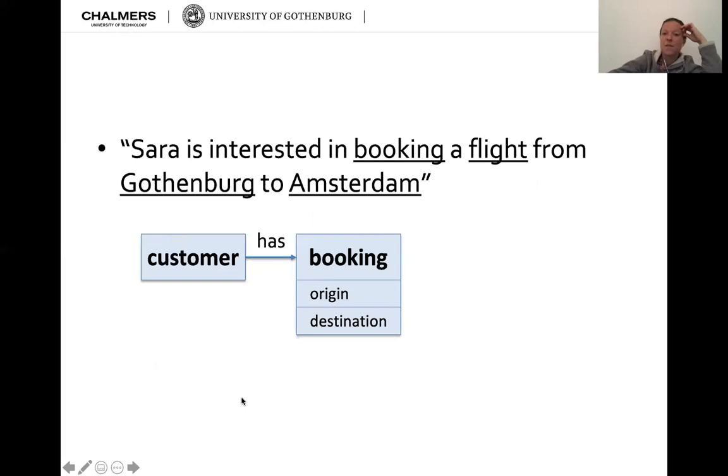Sarah is interested in booking a flight from Gothenburg to Amsterdam. So the customer is interested in a booking. And because we don't want to model interested, for the business logic, it matters, is she going to do a booking? And if she does a booking, then she will have a booking, and that's what we model in the system. And that booking has an origin and a destination.